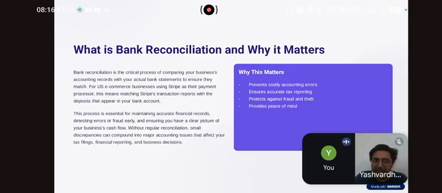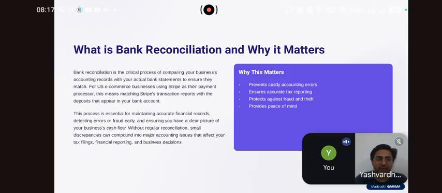Did the bank make a mistake? Did Stripe deduct something? Or is there a refund that was not recorded? So, this is exactly where bank reconciliation becomes extremely important. Today, I'll explain bank reconciliation and, of course, Stripe as a payment processor. It is very helpful for professionals who want to work with international clients, especially in bookkeeping or accounting or supporting roles. So, let's start.